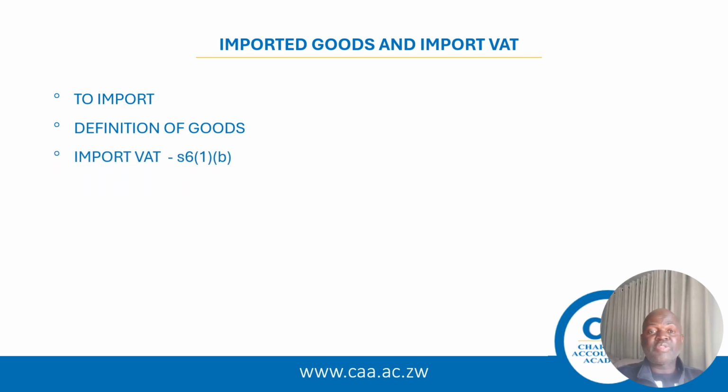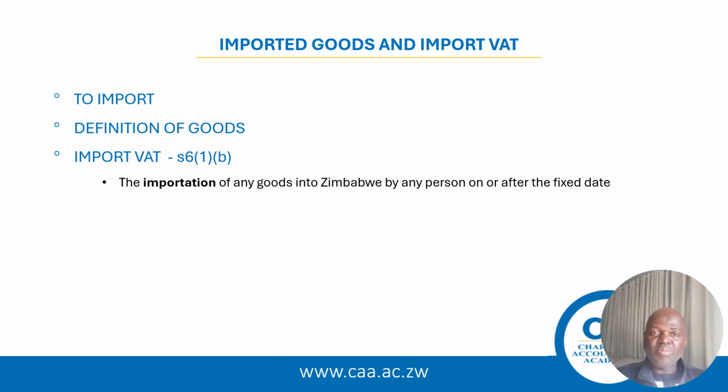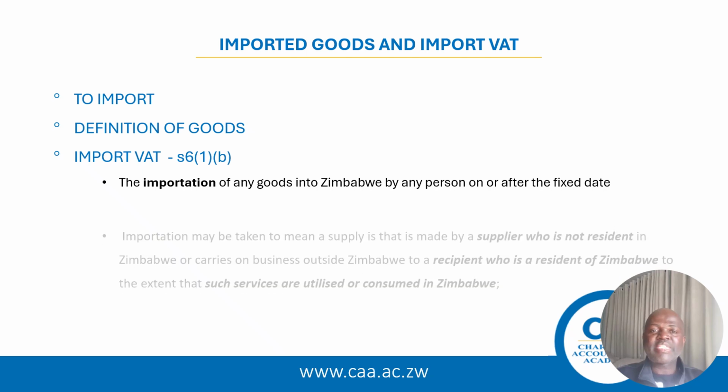So imported VAT, section 6.1b says there will be VAT, which is import VAT, on the importation of any goods in Zimbabwe by any person on or after the fixed date. So remember the fixed date issue, 2004, when VAT was put in effect in Zimbabwe. So that's not the key issue, especially for exams. It's about importation, your understanding of importation.